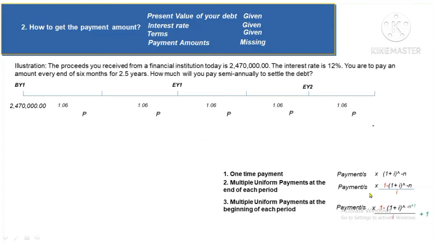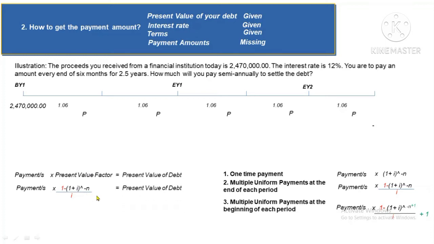And since the problem is clearly multiple uniform payments at the end of each period, then we're going to use this number 2. So payments times 1 minus 1 plus i raised to the power of negative n over i equals the present value of the debt. And then we substitute. In the problem, the payment is not given, but we can get the amount for the present value factor. So we have 1 minus 1.06 raised to the power of negative 5 divided by 0.06 equals the present value of 2,470, which is given in the problem.